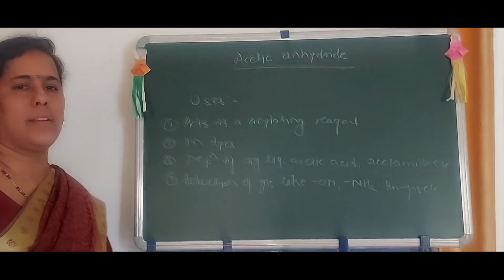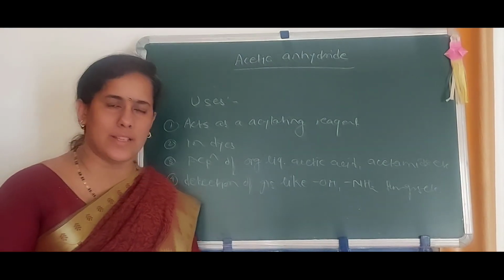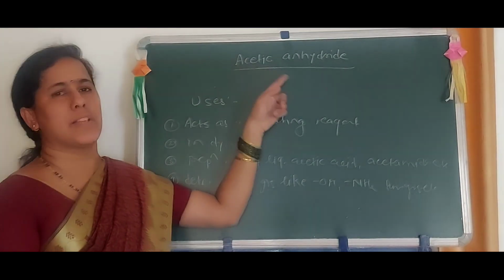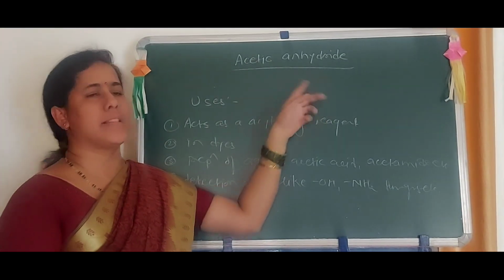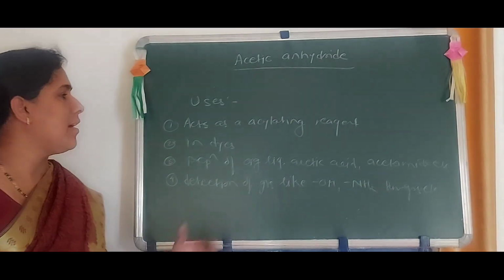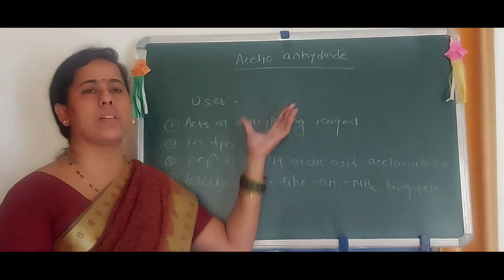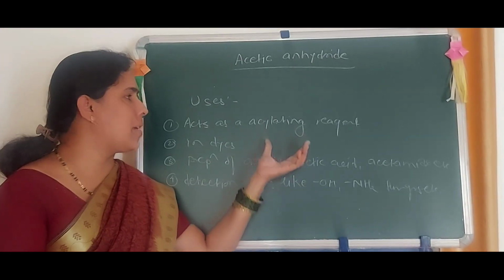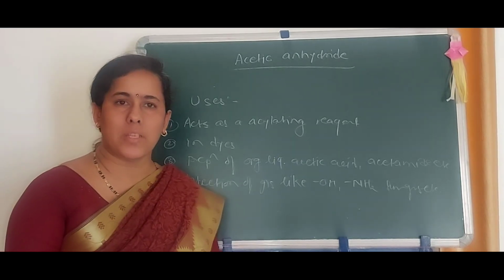Thus we have completed this topic, that is carboxylic acids and its derivatives. Which are the derivatives? First is acetyl chloride and second is acetic anhydride. I hope that all of you understand it very clearly. In the next lecture we are going to discuss a new topic. What is the new topic? The new topic is regarding stereochemistry.